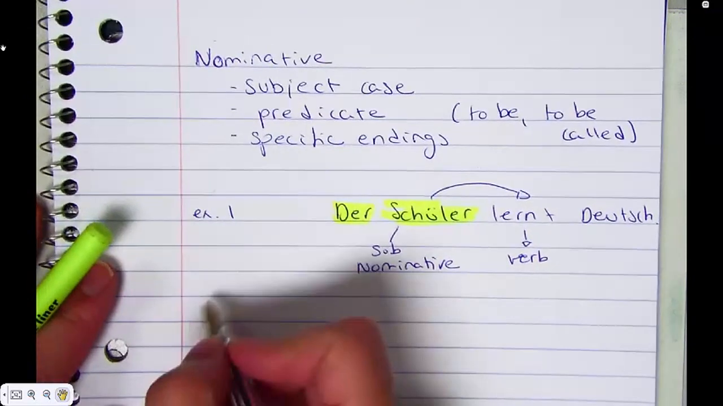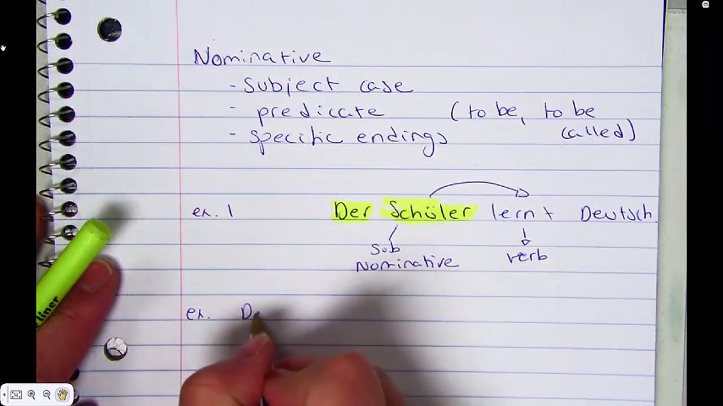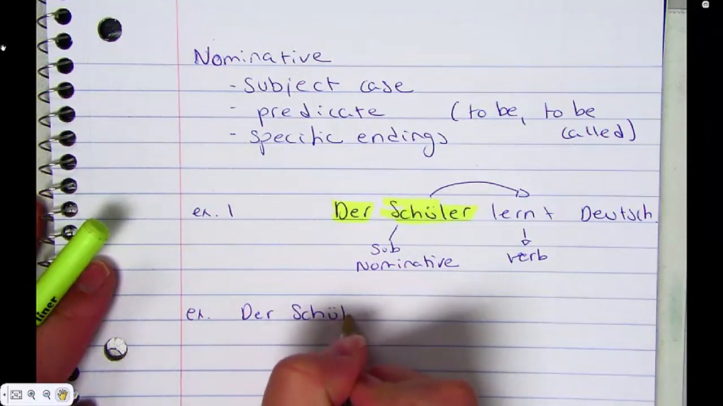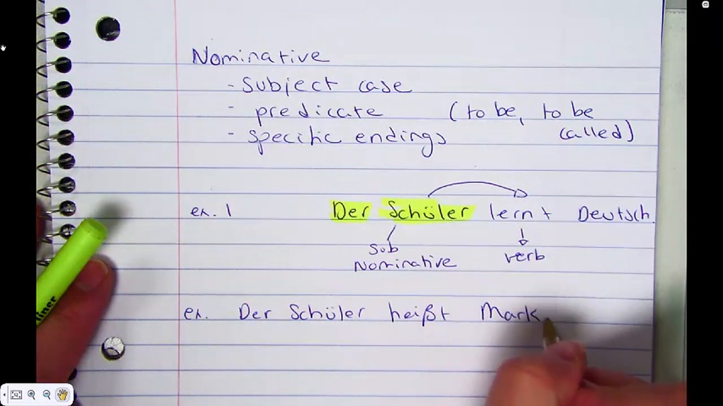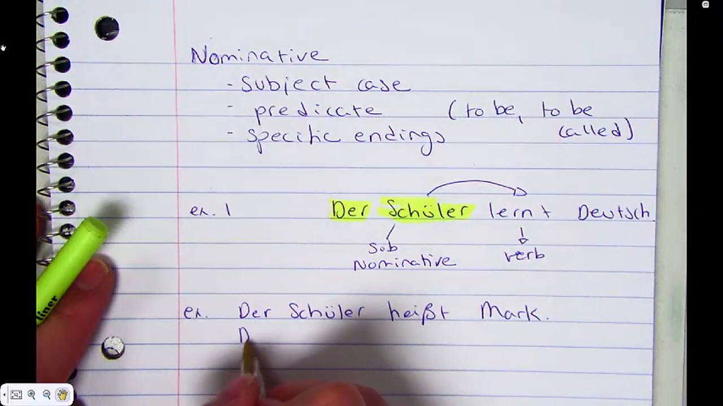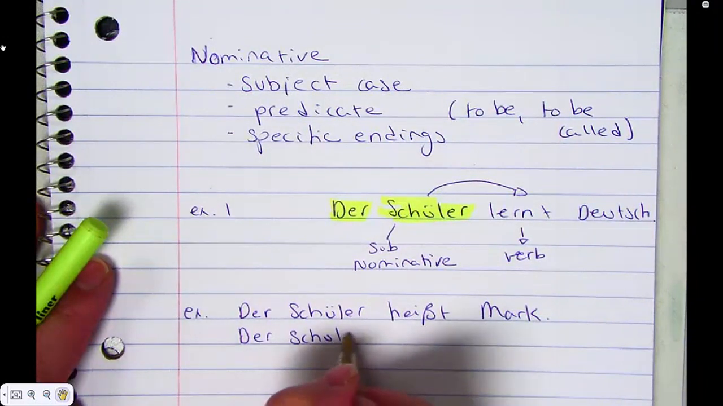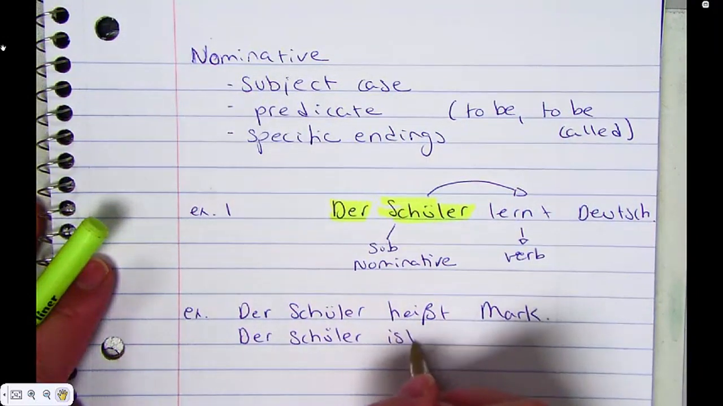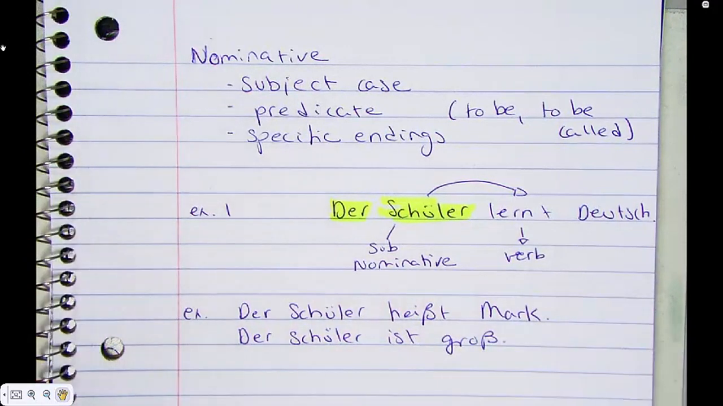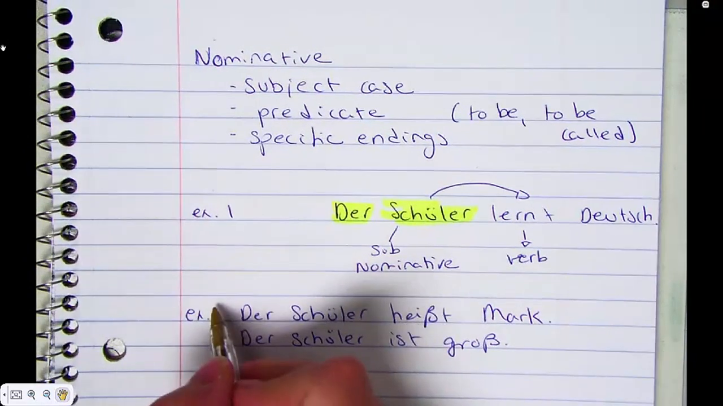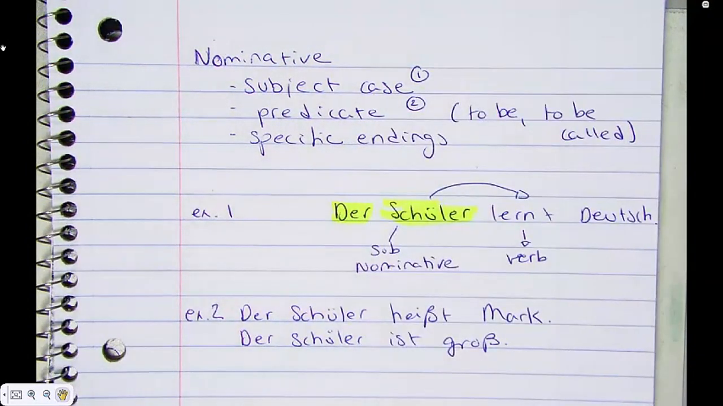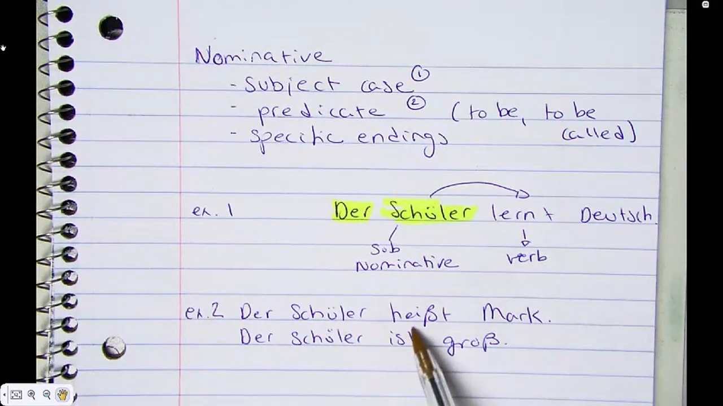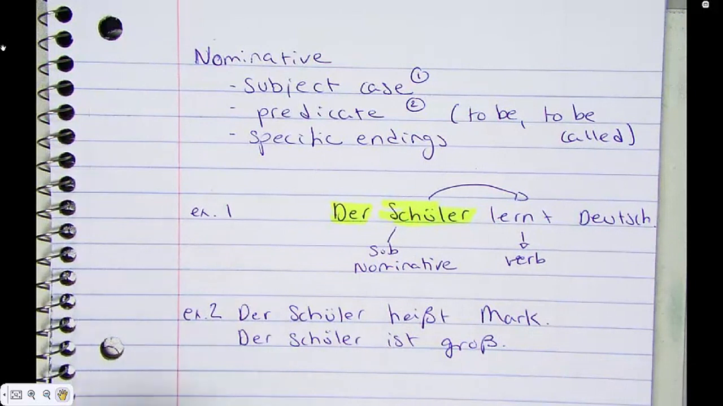All right, I'm going to expand on our little example. Der Schüler heißt Marc. Der Schüler ist groß. So, we've got der Schüler again. Of course, that is the subject of the sentence. The verb is conjugated for it. And then we have Marc.